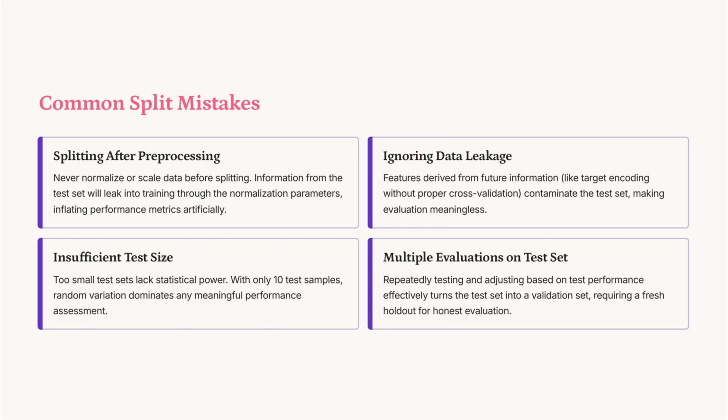Avoid splitting data after pre-processing to prevent test set leakage. Ensure test sets are large enough for statistical power; too small, and results are unreliable. Repeated evaluations on the test set compromise its integrity, necessitating a new holdout for genuine assessment. Guard against data leakage by avoiding future-derived features without proper cross-validation.